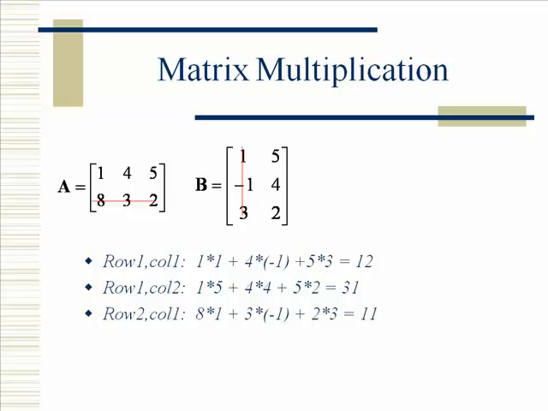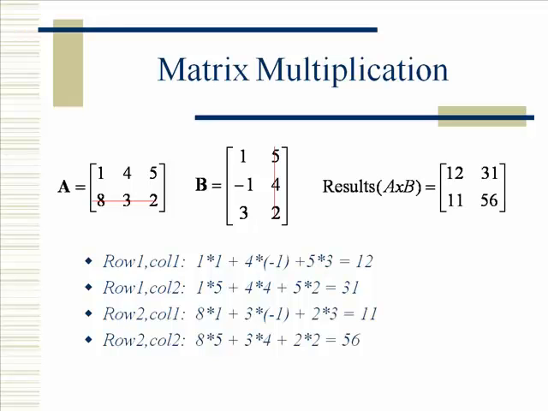Continuing on, I go to row 2 in the first matrix and back to column 1 in the second matrix. 8 times 1, 3 times negative 1, 2 times 3 for 11. Finally, second row, second column. 8 times 5, 3 times 4, 2 times 2 for 56. So those four answers are four elements in my new matrix. Notice my matrix is a 2 by 2 matrix because there were 2 rows in A and there are 2 columns in B.